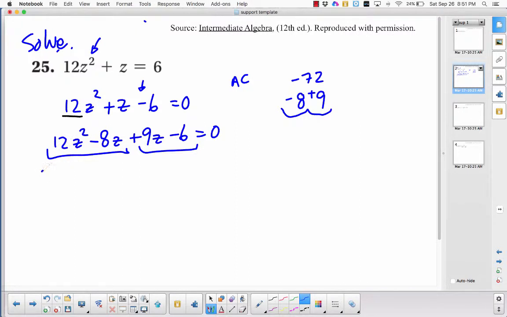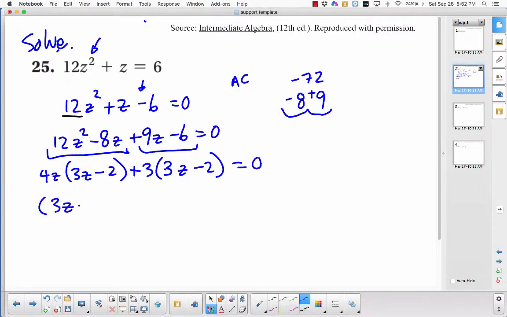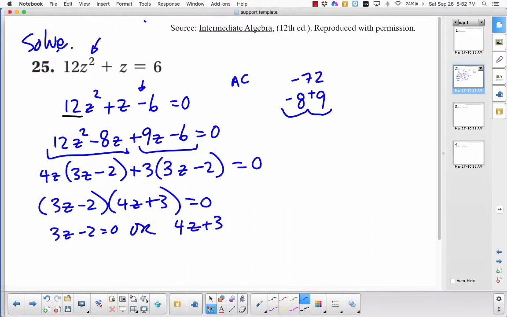So I think I can take a 4z out of each of those, leaving me with a 3z minus 2. I can take a positive 3 out of each of those, leaving me with a 3z minus 2 equals 0. They both have a 3z minus 2, so I can bring that out front. And what's left is the 4z plus 3 equals 0. And then to solve, it'd be 3z minus 2 equals 0, or 4z plus 3 equals 0.